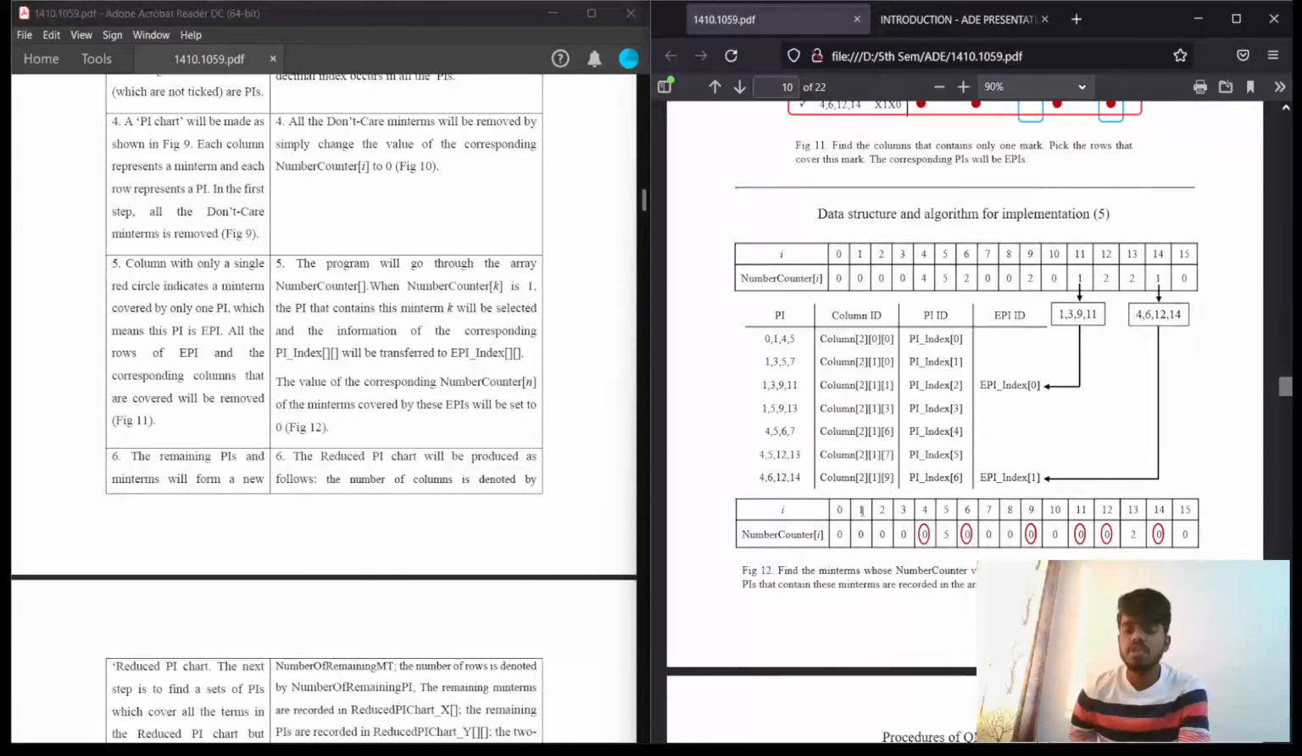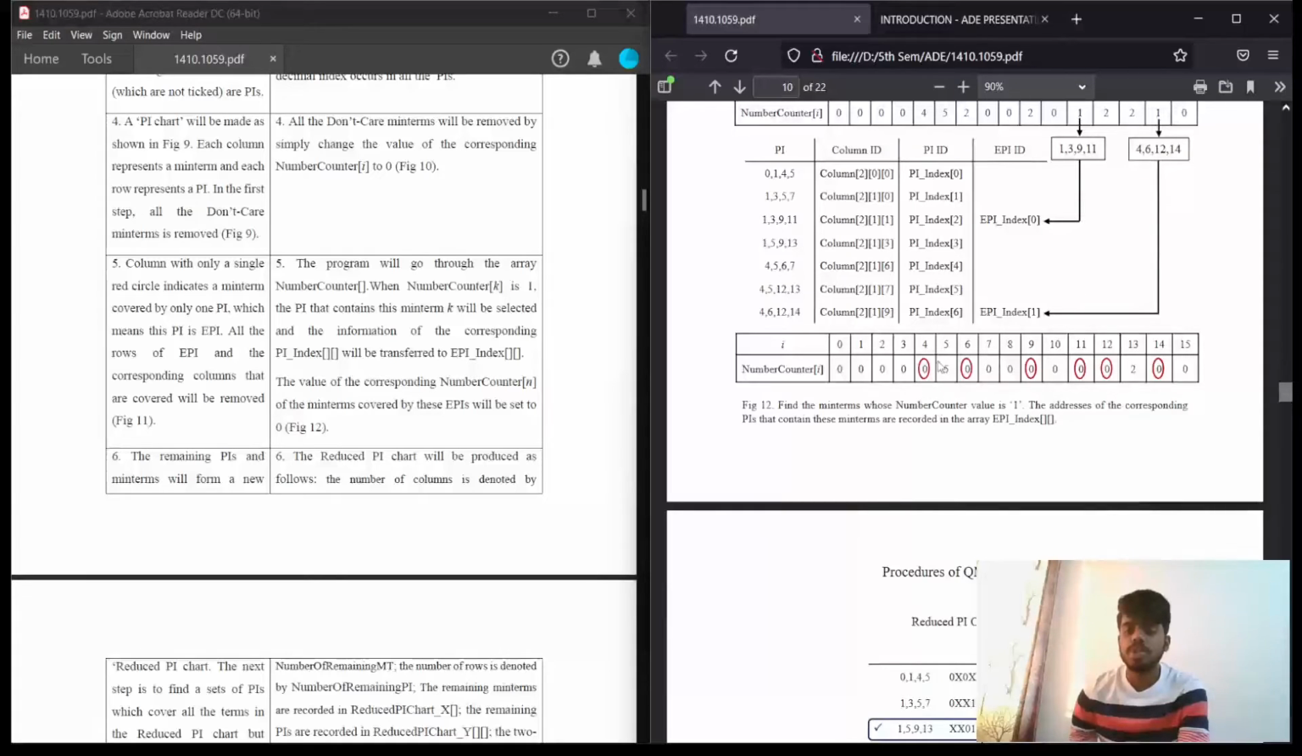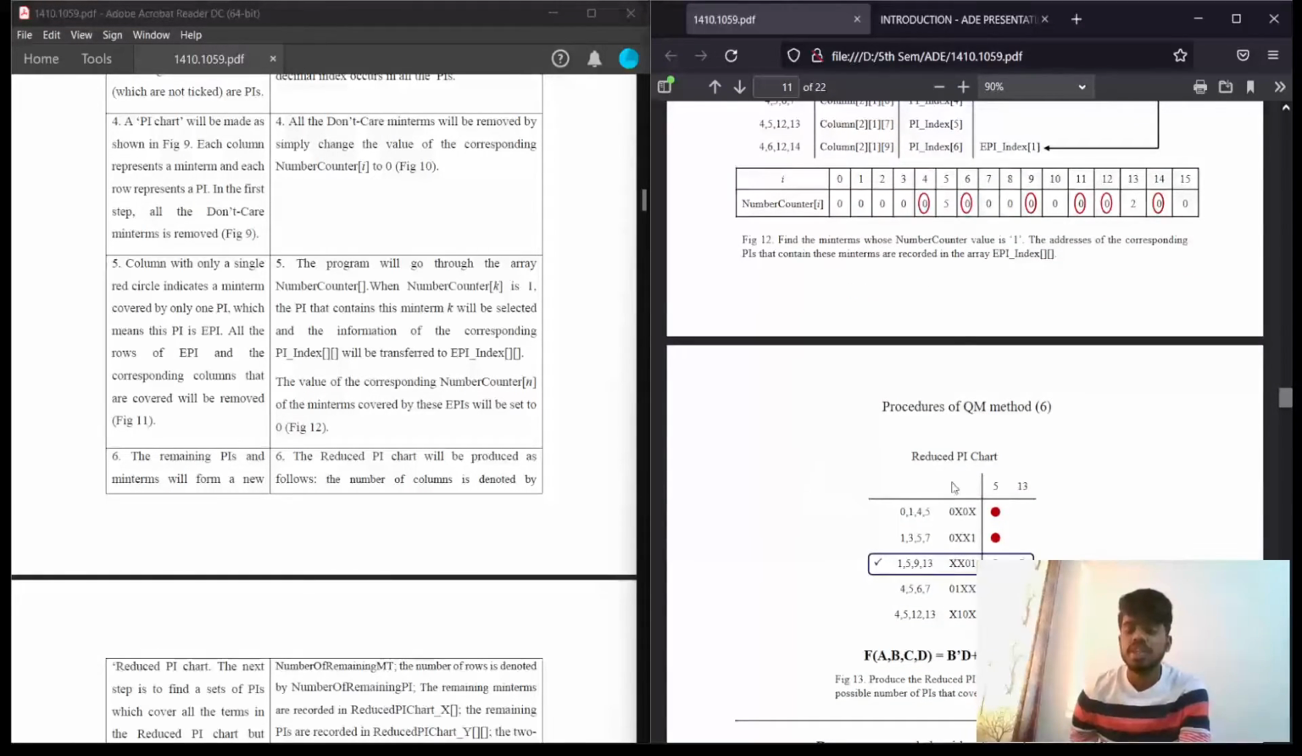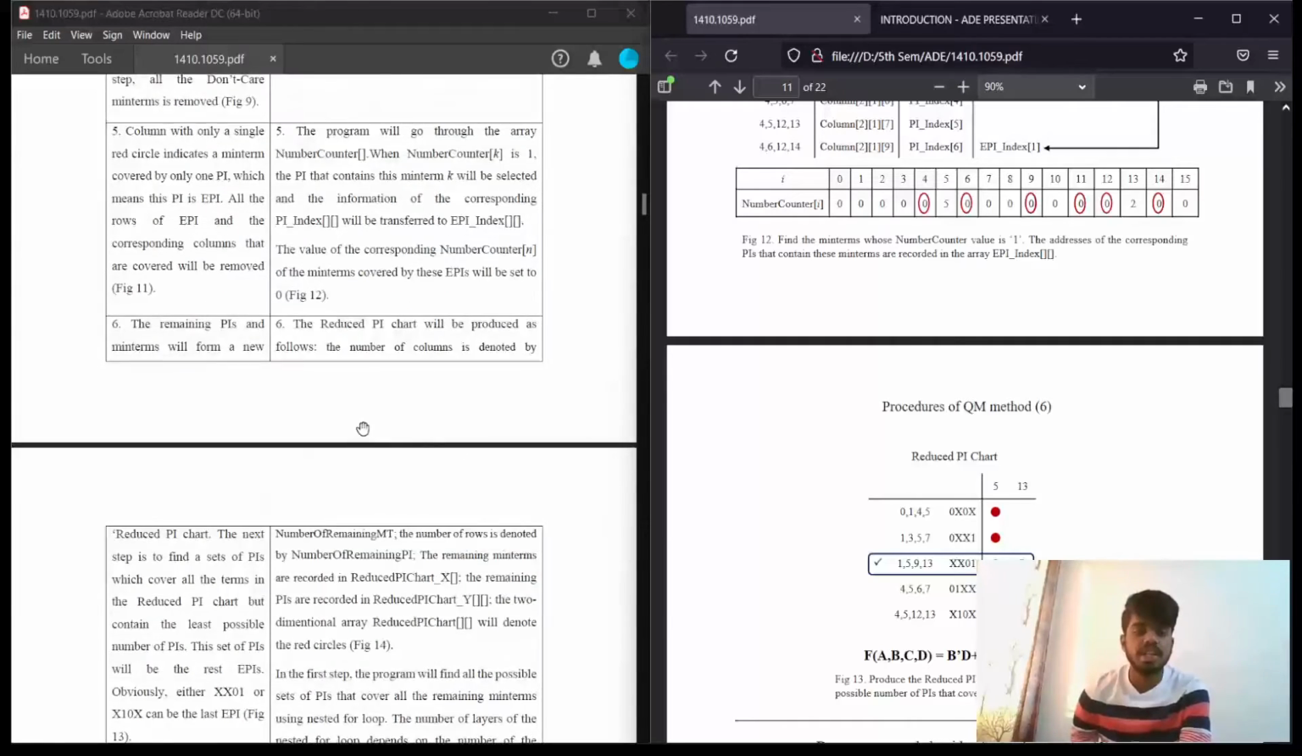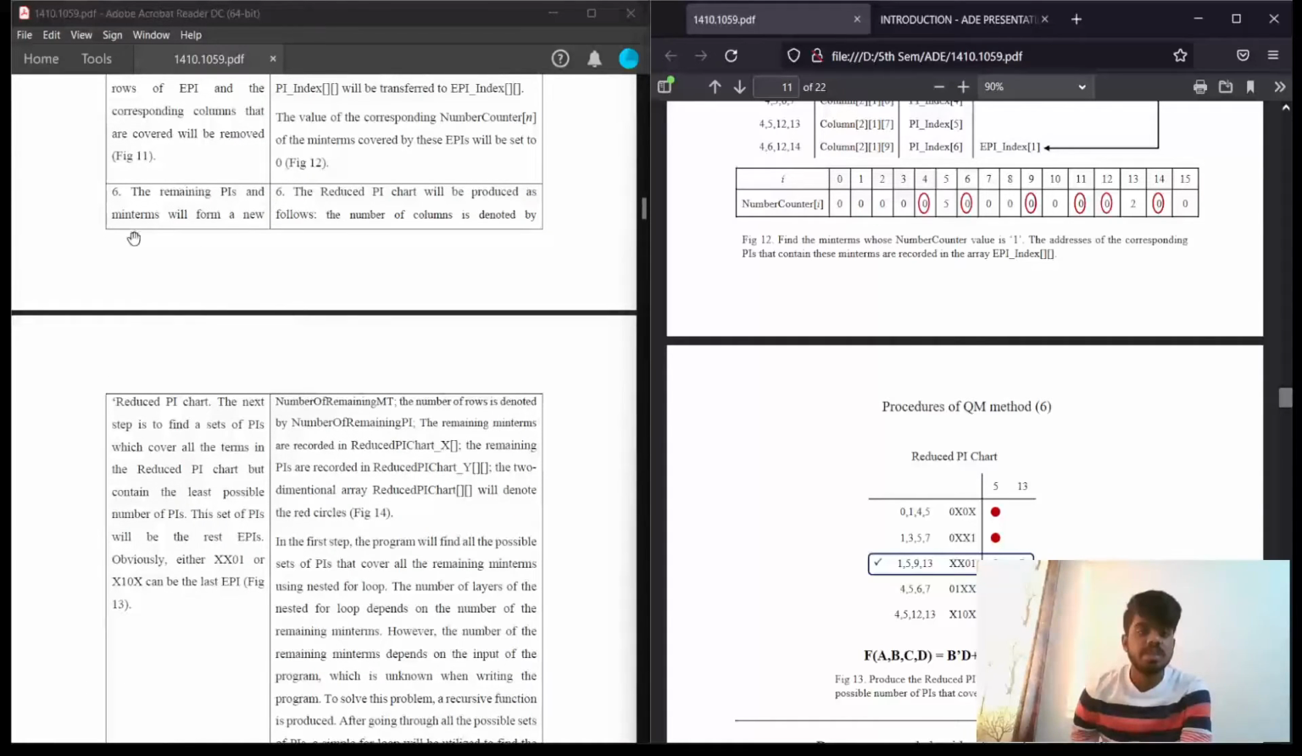So what are the remaining min terms which we have? For 5, we have 13. So the only remaining min terms are 5 and 13 for us now. So let's see how it's finally reduced. The remaining prime implicants and min terms will form a new reduced PI chart. The next step is to find a set of prime implicants which cover all terms in the reduced PI chart and contain the least possible number of PIs.